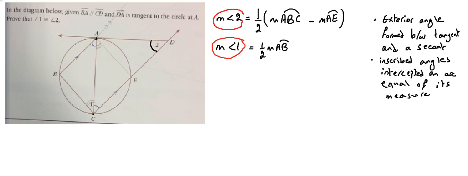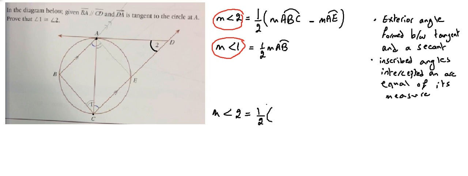All right, what we need to prove is that angle 1 is equal to angle 2. The easier way to do such problems: first I find the measure of angle 2, then I find the measure of angle 1. Now I have to compare these measures and see if they are equal or not. Let's go back to the measure of angle 2. Can we simplify it? Let's go to the measure of arc ABC.